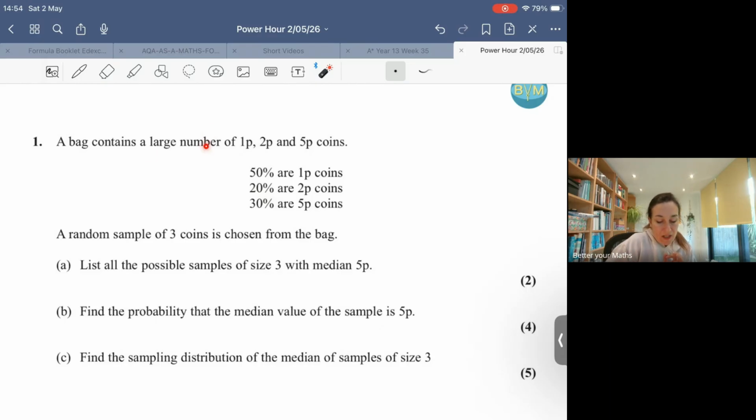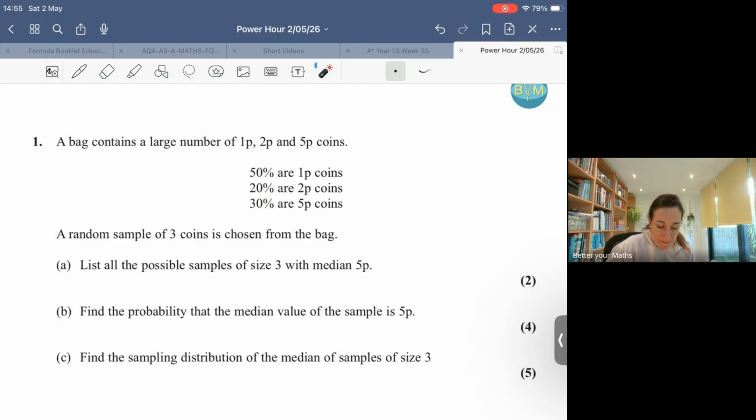They say it's a large number because every time you get something from a bag, if it's a large number, the probability won't change. But imagine you have only 6 coins and the first 2 are 2p coins. Then you will have fewer 2p coins and the probability will be less. But if you have a large number, the probabilities won't change. That's what they say.